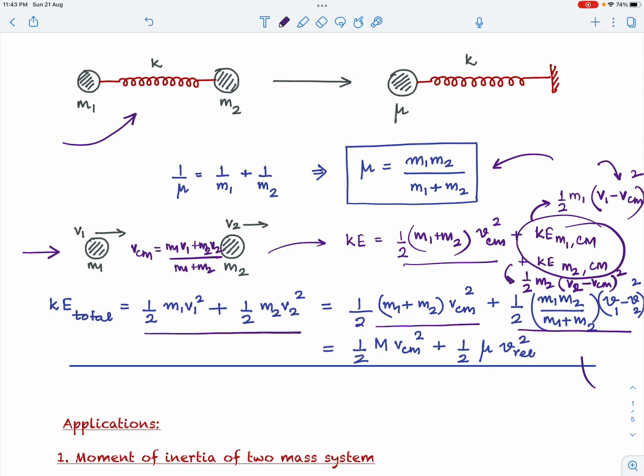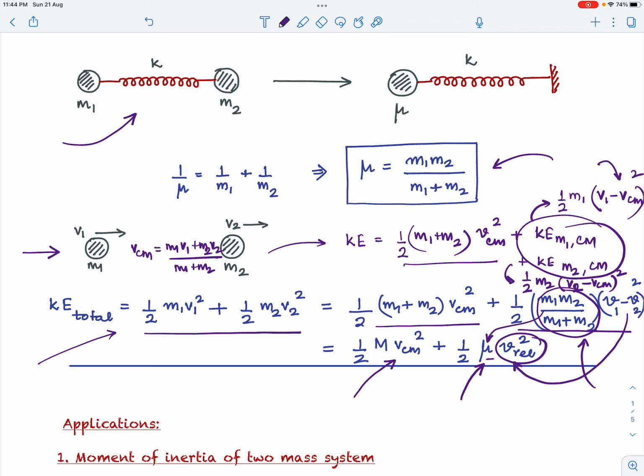And if you just check the second term, it tells you that there is this term coming up here, which we have now written as mu in the last expression, and this (v1 minus v2) whole squared we are calling as v relative. So what we say here is that the total kinetic energy of this system can also be written as the kinetic energy of the center of mass of the system plus the kinetic energy of the reduced mass, where you consider the reduced mass to be moving with the speed of v1 minus v2, the relative speed of the two particles.